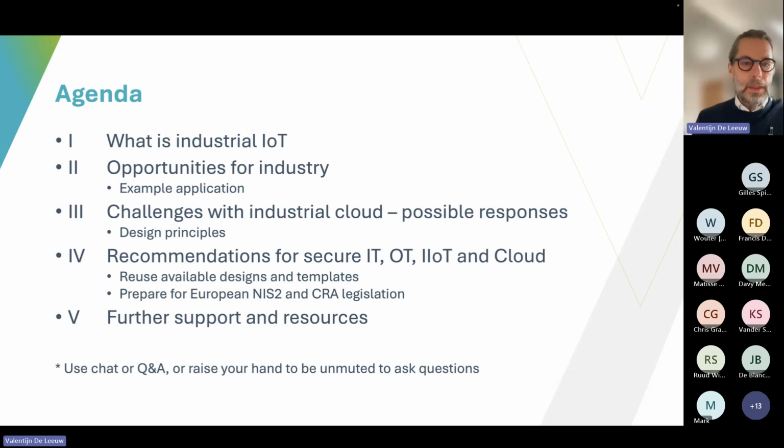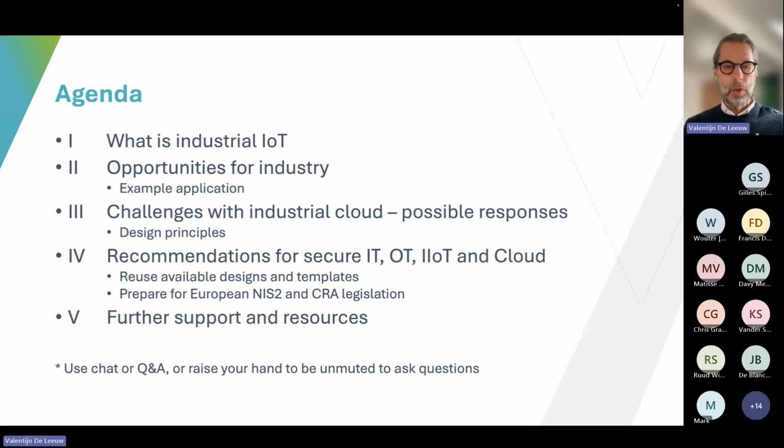I'll start with a brief definition of what is industrial IoT. Then we'll have a look at what the opportunities are for the industry. And we'll give you one example application and discuss a few more. Then I'd like to talk about the challenges with industrial cloud. And that's the whole risk discussion, including the possible responses that you can formulate with respect to those challenges.